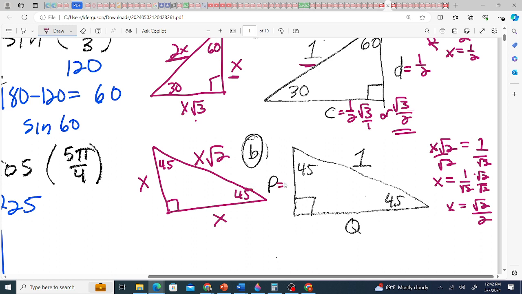So that's this value and this value. And that's it. And you're going to be using these for several different problems, so it's good to know.